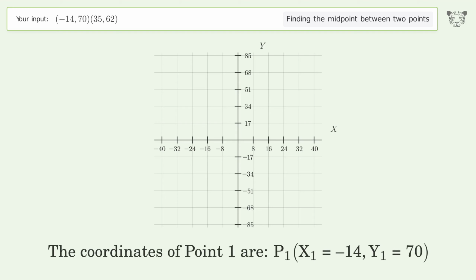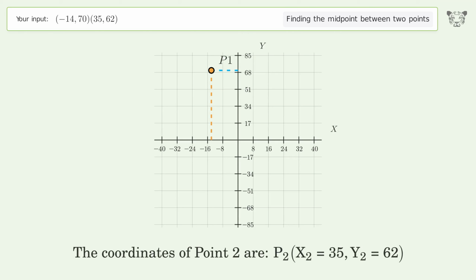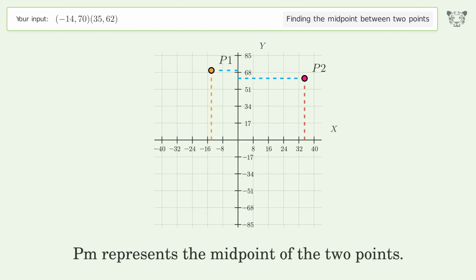The coordinates of point 1 are, x1 equals -14, y1 equals 70. The coordinates of point 2 are, x2 equals 35, y2 equals 62. PM represents the midpoint of the 2 points.